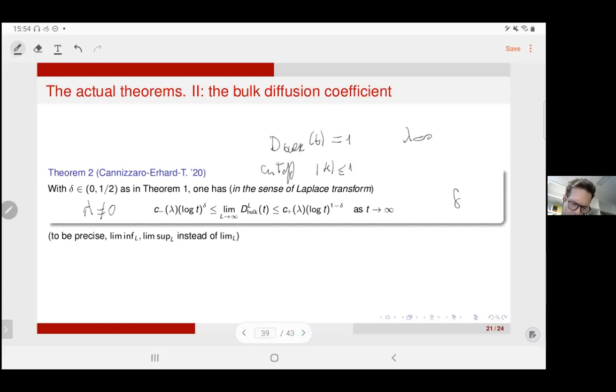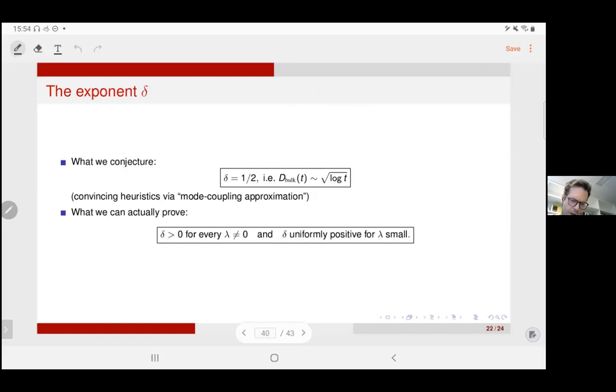Okay, so this second theorem is telling you how the diffusion coefficient is diverging. What we conjecture is that the optimal delta should be 1/2, so that this diffusion coefficient should diverge like square root of log. And we cannot prove that, but what we can say is that this delta is uniformly positive, uniformly in lambda. So when lambda goes to zero, this delta does not go to zero. So there is really a discontinuity of this delta, which is zero at lambda equals zero and non-zero immediately. So somehow it jumps to some positive value that we conjecture to be 1/2.